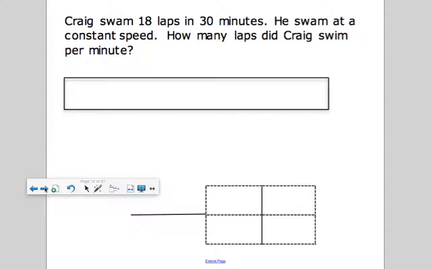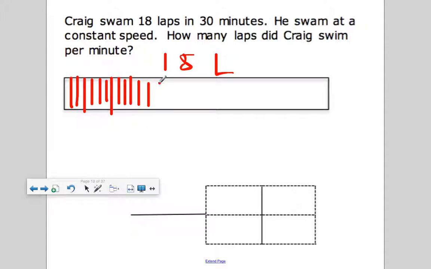So Craig swam 18 laps in 30 minutes. He swam at a constant speed. How many laps did he swim per minute, for each minute? So I will have to break this up into 30 sections. 1, 2, 3, 4, 5, 6, 7, 8, 9, 10, 11, 12, 13, 14.